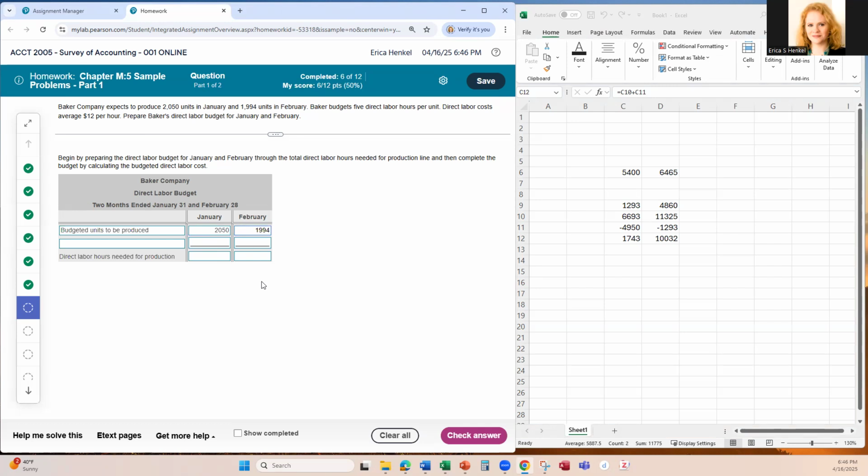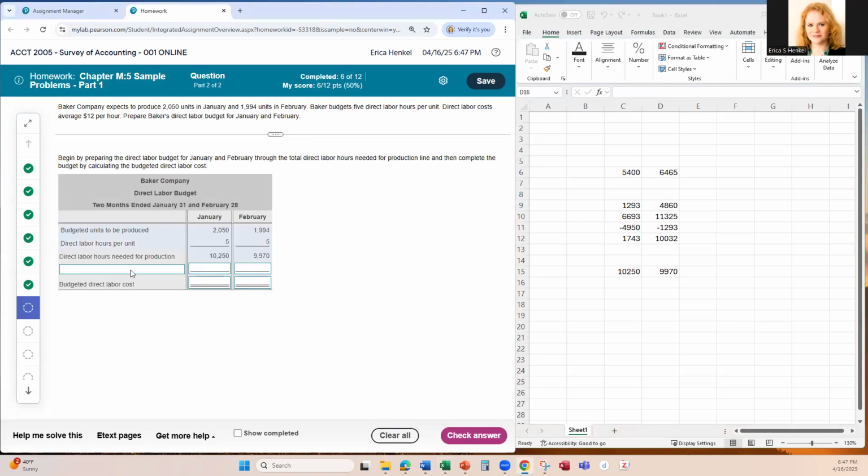And guess what? We don't have to worry about inventory with people. So we can literally just multiply this times the direct labor cost per unit. So our cost per unit is 5 hours per unit at $12. So here we're going to take this and multiply times hours per unit to get the labor hours needed for each of these. So 2,050 times 5 gets us 10,250 hours. And then 1,994 times 5 gets us 9,970.